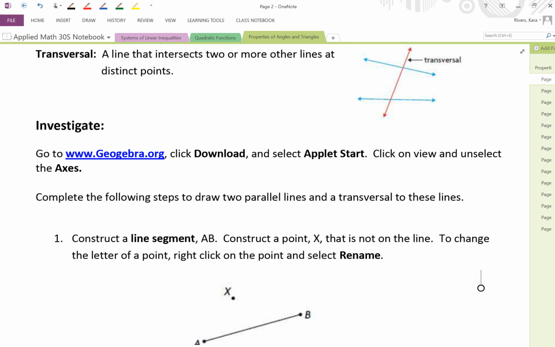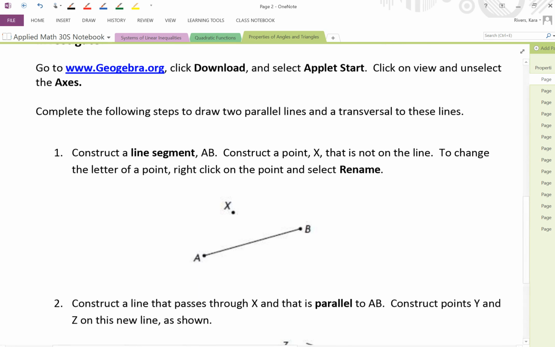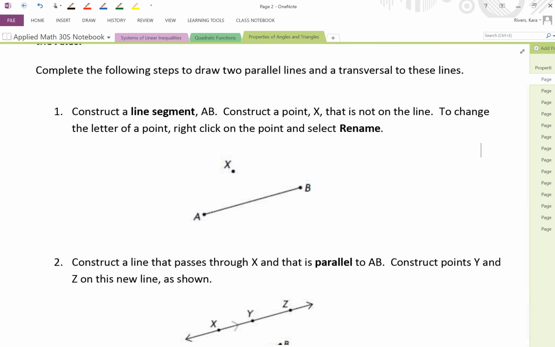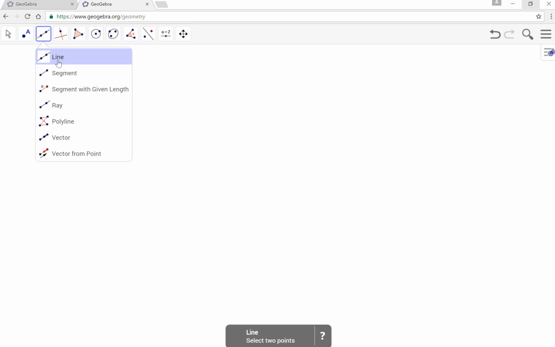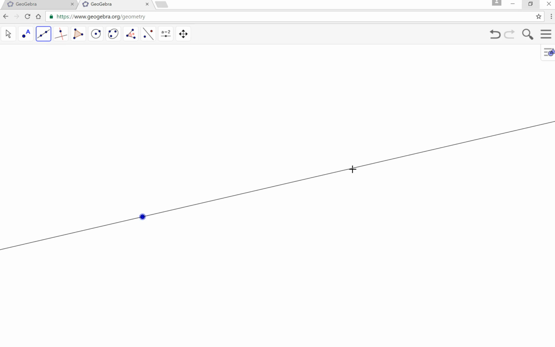So it says click on view and unselect the axes. We already have no axes. Now it says complete the following steps to draw two parallel lines and transversals to these lines. And by having that, we can actually move things around and see what's going on. So it says complete the following steps, construct the line segment AB. So going back here, if you go into the menu here, we want to construct a line, and we're going to construct a segment.